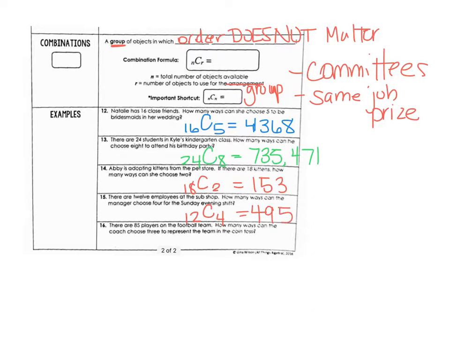There are 85 players on the football team. How many ways could the coach choose 3 to represent them at the coin toss? Same job, all being at the coin toss. So 85C3. Not lining them up. It doesn't matter who's first, second, or third. They're all going to go work together. So 98,770. All right, give combinations a try. Ask questions if you have them.